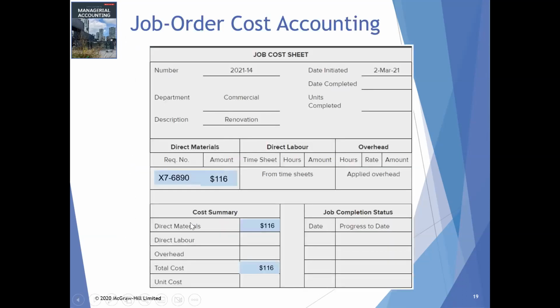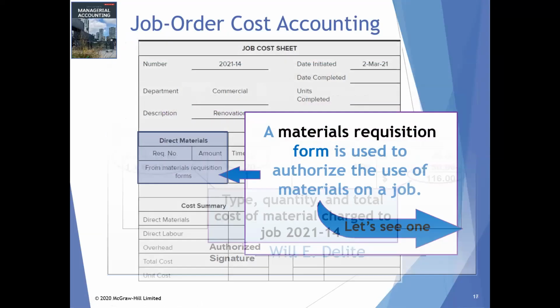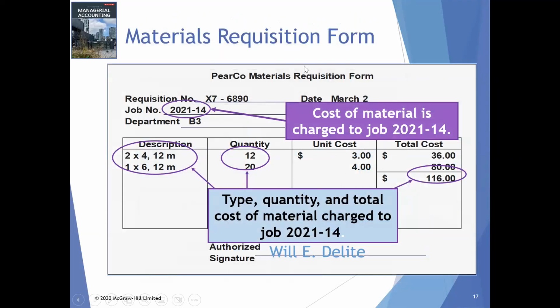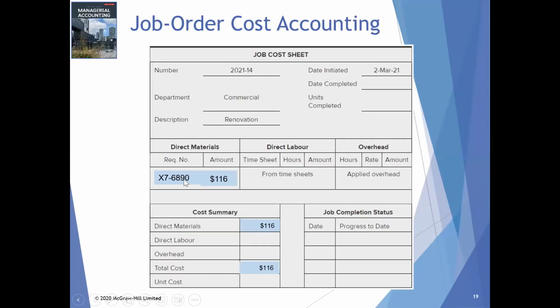Now look at this. So $116, X76890. This is the REQ number. REQ is the requisition, so X76890, and here X76890, is the requisition number. So the direct material that I used for this particular job is this one. Now in the cost summary, this is the direct material. The direct labor and direct overhead will be calculated in the upcoming pages.